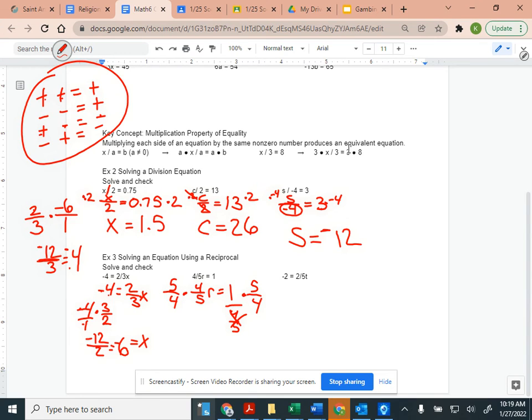5/4 times 4/5 equals 1. So we want 1 times 5/4. 1 times 5/4 is 5/4. 4/5 times 5/4 equals 1. So if we plug that in, this is the equation that we get. 20 over 20 is the same as 1. So remember, when you're multiplying or dividing, you're doing the reciprocal.